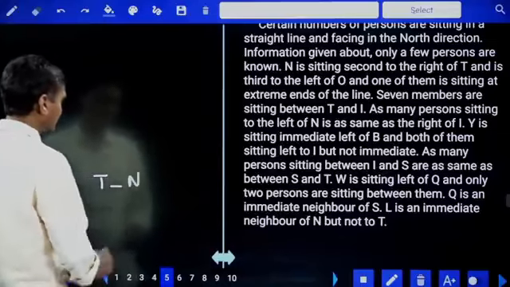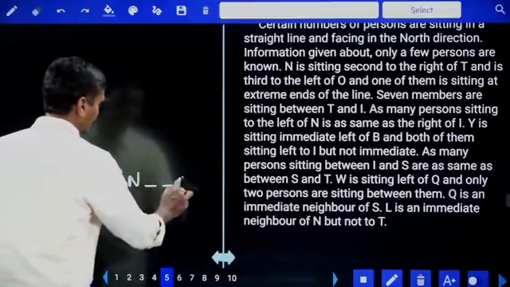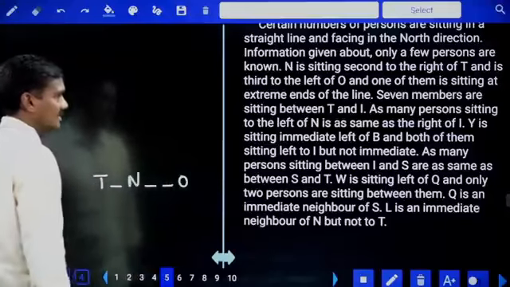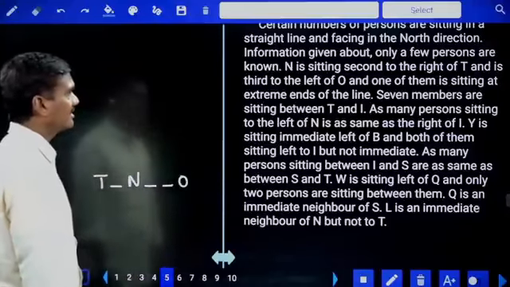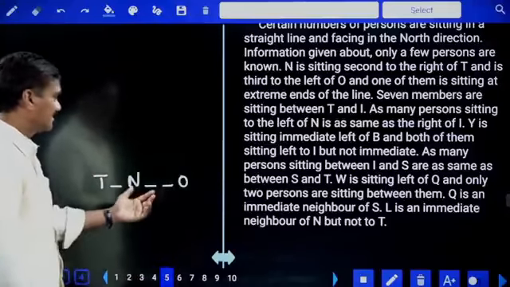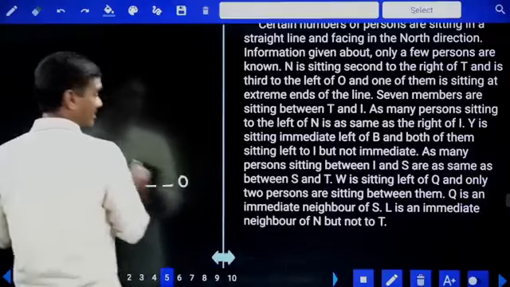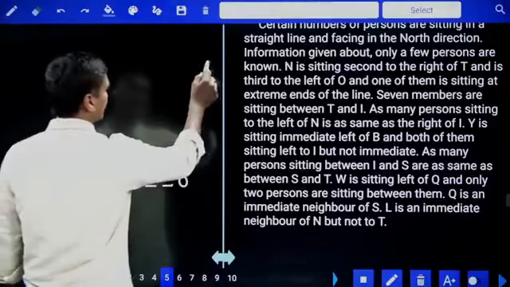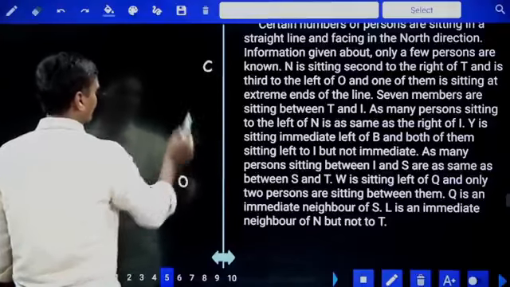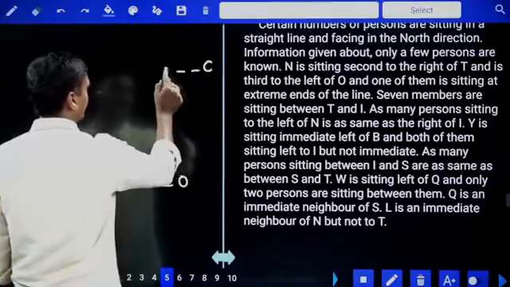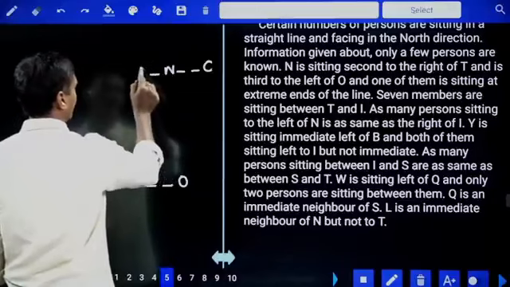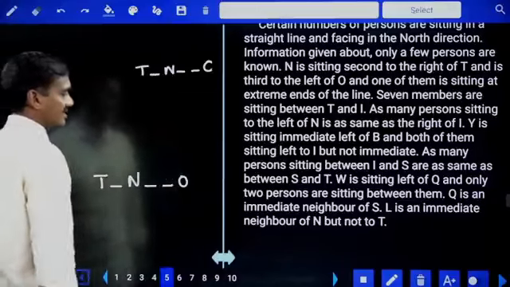Who is south to the left of O? N is south to the left of O, and one of them is sitting at the extreme ends. Hence N cannot be at the extreme end, hence O must be at the extreme end. Hence O cannot be at the left extreme, hence O must be at the right extreme. O is here. If O is here, blank, blank, there is N, and there is blank, there is T. Now this is the final arrangement.